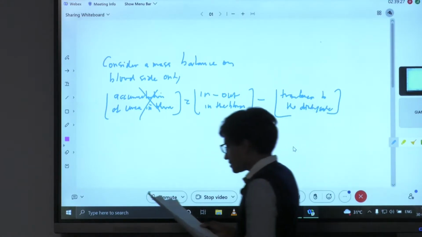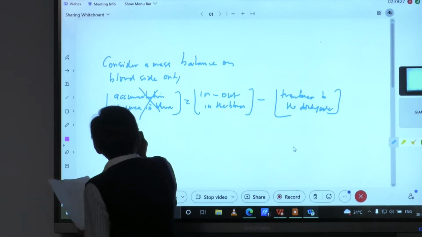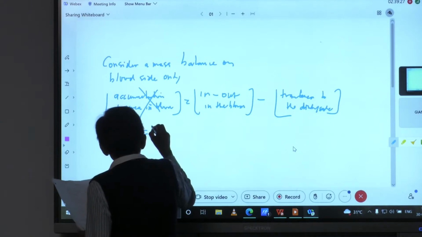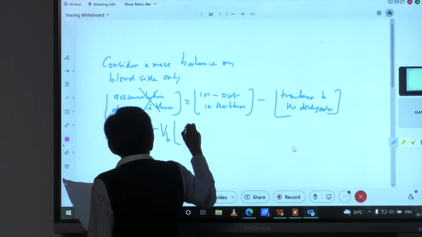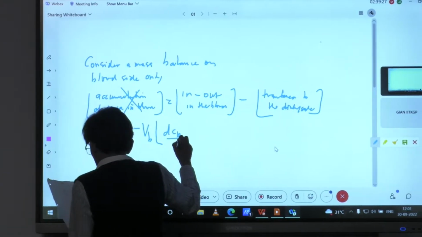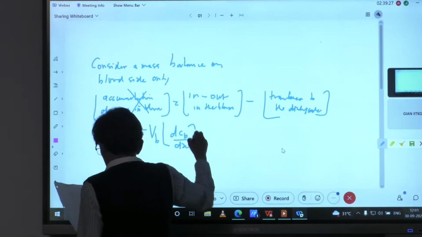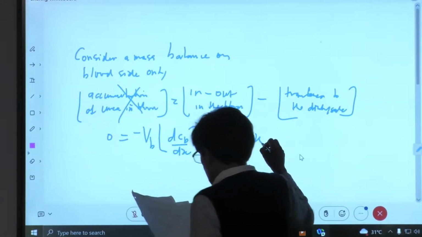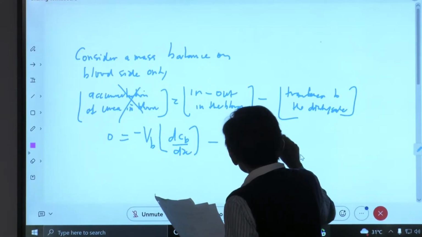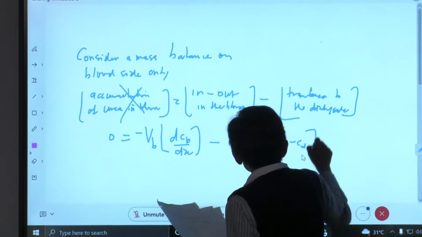So what we can say is, I'll just go one step further and say that therefore 0 equals negative Vb dCb/dx minus 2LK, that's the overall mass transfer coefficient, times Cb minus Cd, okay?